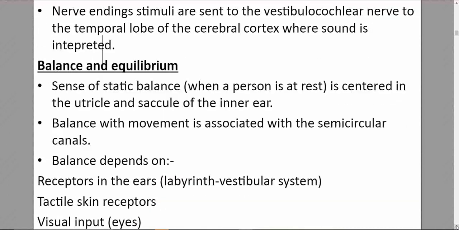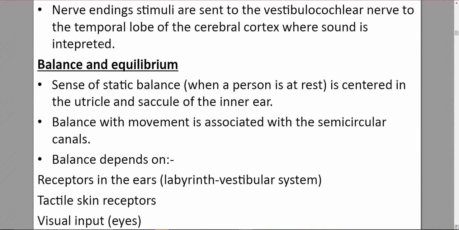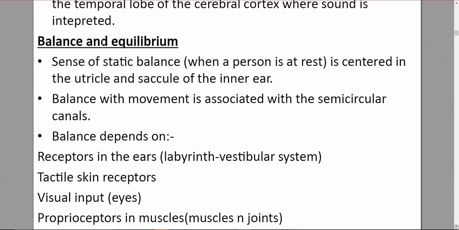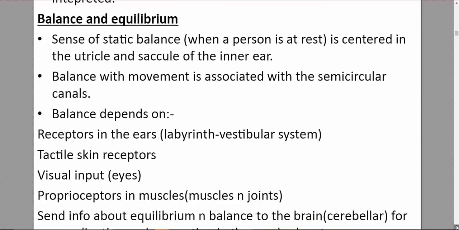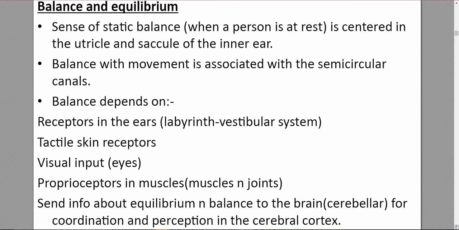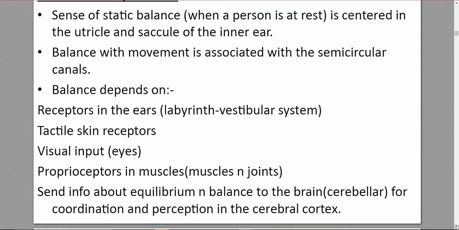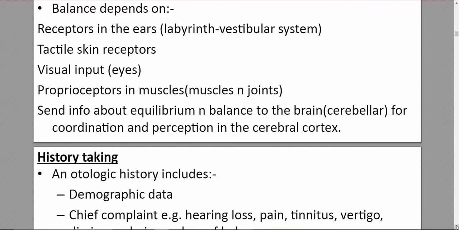Balance and equilibrium. The sense of static balance works like this: when a person is at rest, it is centered in the utricle and saccule of the inner ear. Balance with movement is associated with the semicircular canals. So balance will depend on receptors in the ear, that is the labyrinth vestibular system, tactile skin receptors, visual input like your eyes seeing where you are lying, and then proprioceptors in muscles sending information about equilibrium and balance to the brain, that is the cerebellum, for coordination and perception.